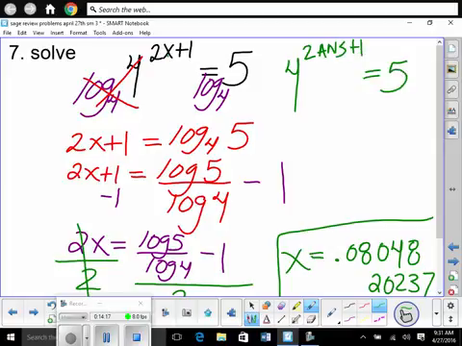Let's all practice checking it in our calculator. 4 raised to the parenthesis 2 times second answer. Do not close your parenthesis because all of it's in the exponent, plus 1. I get 5. Did you check your answer so you know that you can check it right? So I got 5 is equal to 5. We know we've done it correctly.